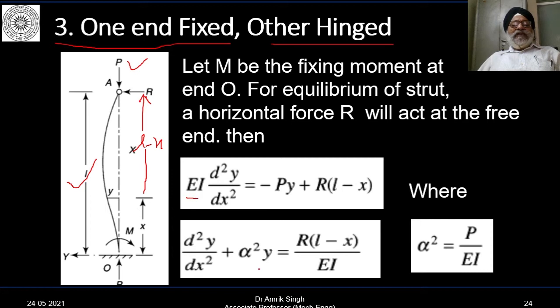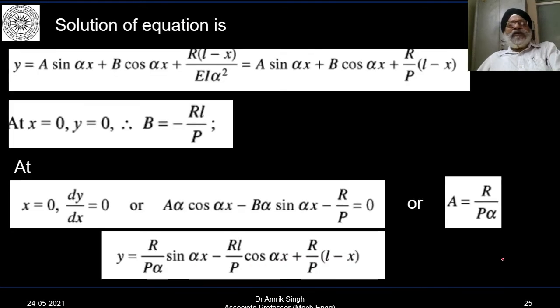You bring this EI below this, and this will give you alpha square, and this EI will turn below in the denominator of R into (L minus x), where alpha square is equal to P upon EI. So the solution of this equation is y equals a sin alpha x plus b cos alpha x plus R into (L minus x) upon P. We put the value of alpha square here, so we can solve, and the equation will come in this form.